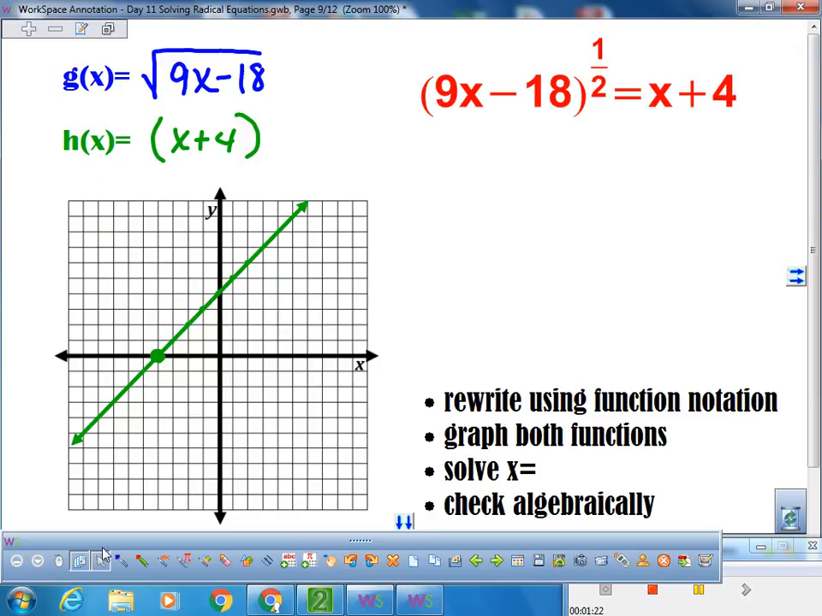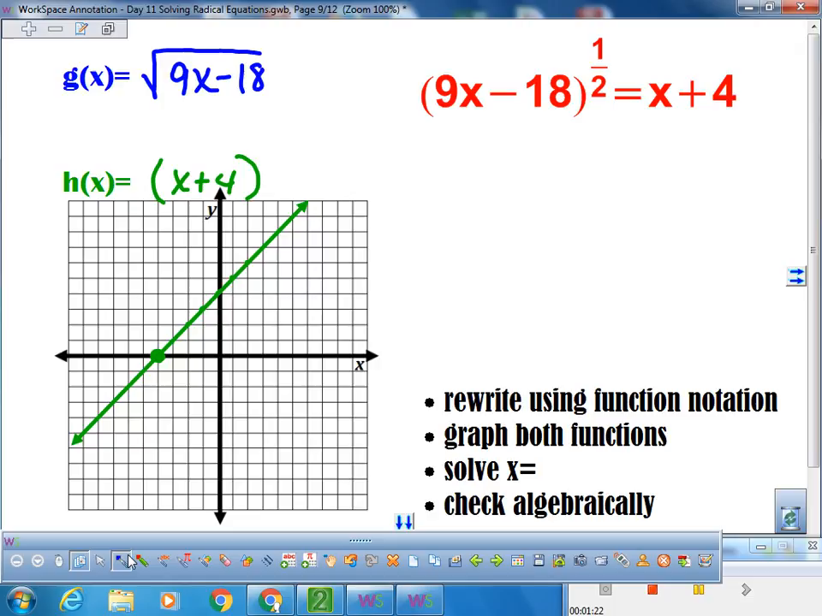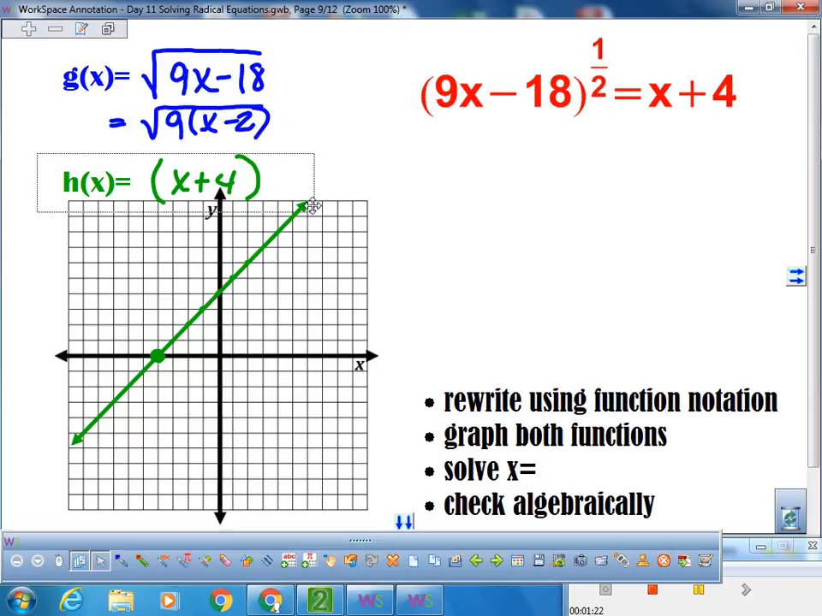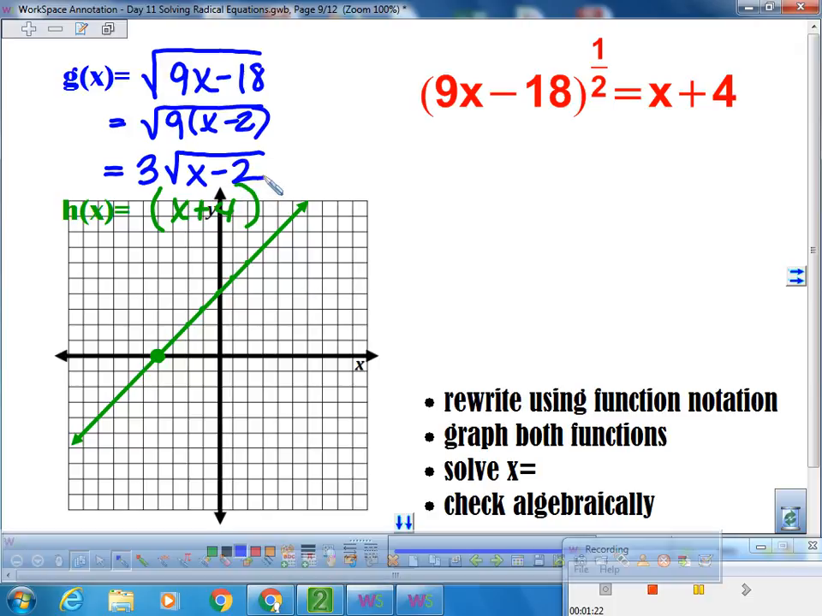Let's just take this and move it down. Better? So I'm going to take out that 9, and I have x minus 2, and then the square root of 9 is 3. Square root of x minus 2. So I'm going to go to the right 2. And then I have a stretch of 3. So the square root of 1 is 1 times 3 is 3.